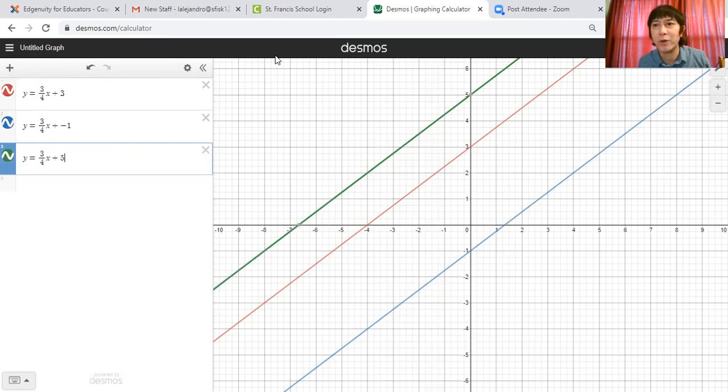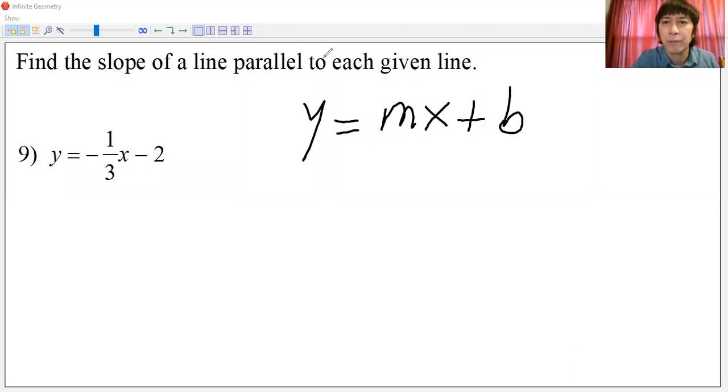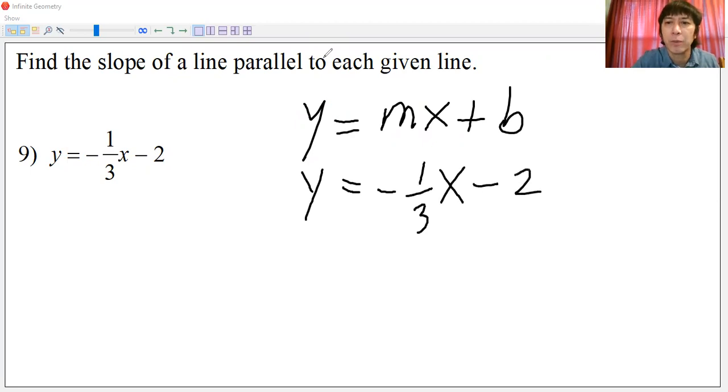All right, we can go back to our problem set. Okay, here's our number 9. Find the slope of a line parallel to each given line. The given line is over here. Okay, and you can see it clearly. And this is of the slope-intercept form. And you can verify and very well identify the slope. It's negative 1/3 x minus 2.